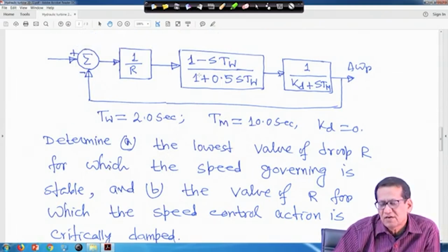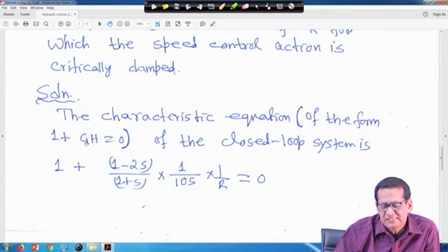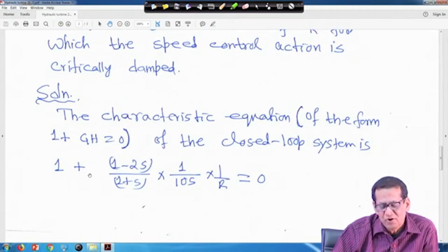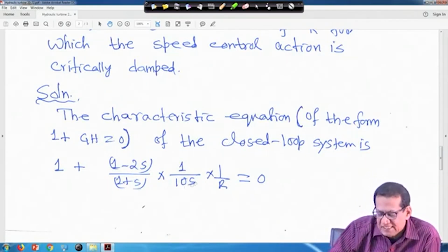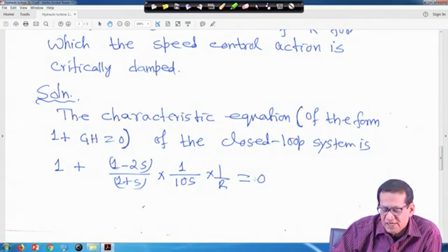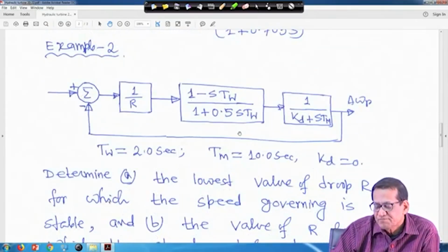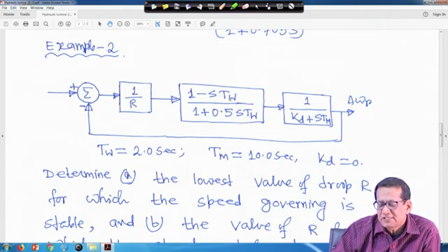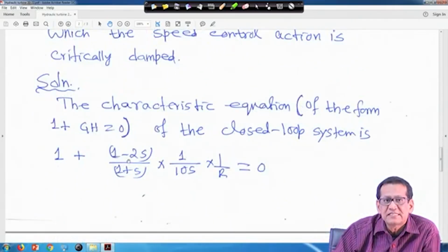So, this is my block diagram transfer function. Now, the characteristic equation of the form 1 plus g h is equal to 0 of the closed loop system is 1 plus (1 minus 2 s upon 1 plus s) into (1 upon 10 s) into (1 upon r) is equal to 0, right. So, if you make 1 plus g h, here you put T w is equal to 2, right. So, it is actually 1 minus 2 s divided by 1 plus s, because T w is 2. So, that is why this is your 1 minus 2 s upon 1 plus s, right.